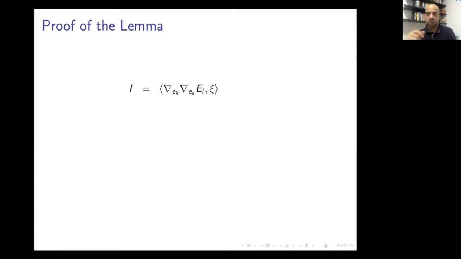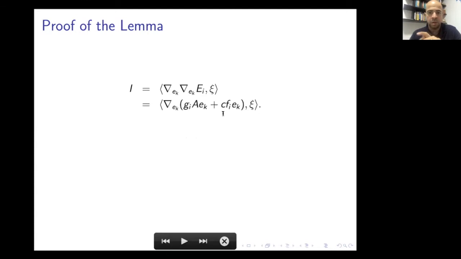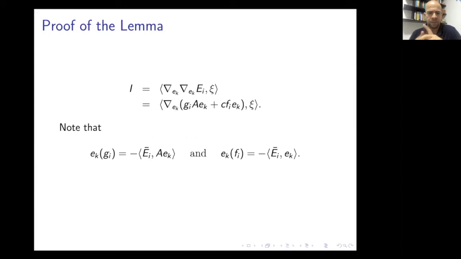So recall that here I have a sum, as we presented in the previous slide. What is the first derivative of EI in the direction of EK? And so we plug it here. It's also a simple computation to check that EK applied to GI is minus the inner product of EI bar with A applied to EK, and the derivative of FI in the direction of EK is given by this inner product here.